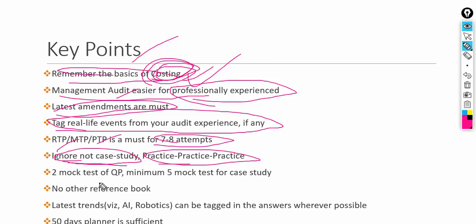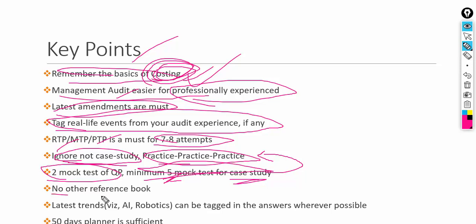Yeah, 2 mock tests are very, very important. A minimum of 5 mock tests for the case study is very, very important. That is, for your complete question paper, 2 mock tests, and 5 mock tests for your case study. Try to have at least 5, very, very important.